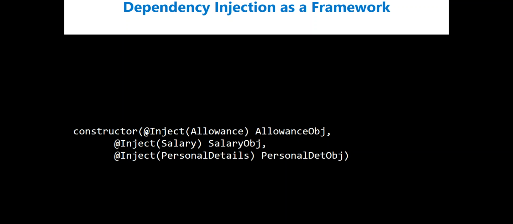So we have to place the at inject of allowance object, at inject, in your class. I will show you the complete project after this. This gives the framework the information about which dependencies are actually needed for this particular object to be created. Assume this is the class employee, and this is a constructor of the class employee. By seeing the inject keyword, it comes down and looks: okay, inject keyword is there, what are the objects? Allowance object, salary object, then personal object.